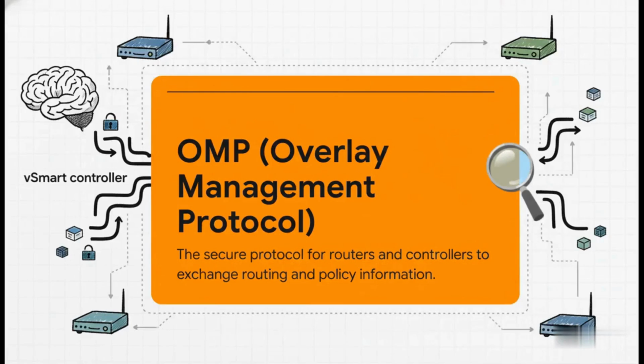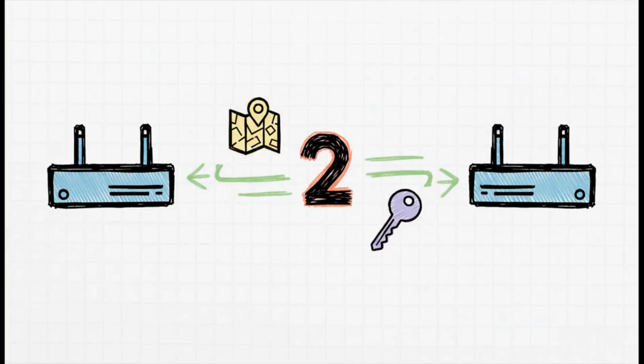So how do these devices all talk to each other? Well, they use a special secure language. It's called the Overlay Management Protocol, or OMP for short. This is the protocol that the brain, that vSmart controller, uses to coordinate everything and share critical info with all the routers out on the edge of the network. And OMP isn't for idle chit-chat. It's not just making small talk. Its whole purpose is to exchange two absolutely vital pieces of information that make this entire system tick. Let's dig into what those are.